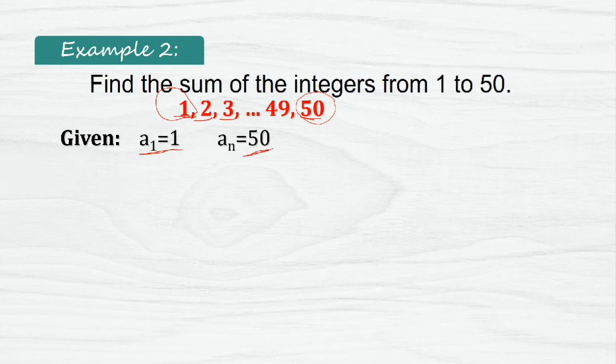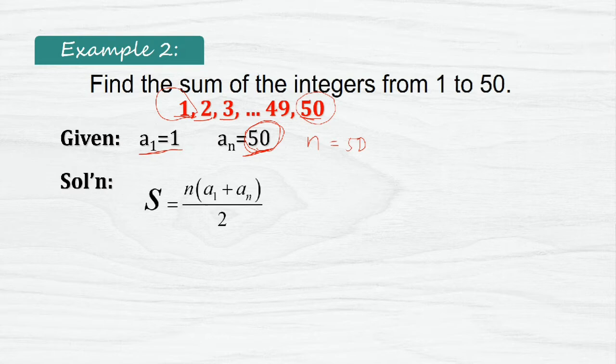So that means this last term 50 is automatically also the 50th term. So, there are 50 terms in all. That means the value of n is 50. Okay? And the 50 is the 50th term or a sub 50. So, therefore, in this case, we can use the second formula, which is S equals n times the quantity a sub 1 plus a sub n all over 2.